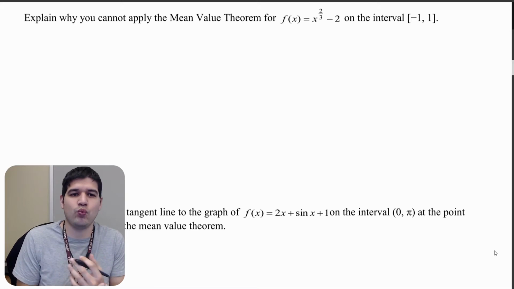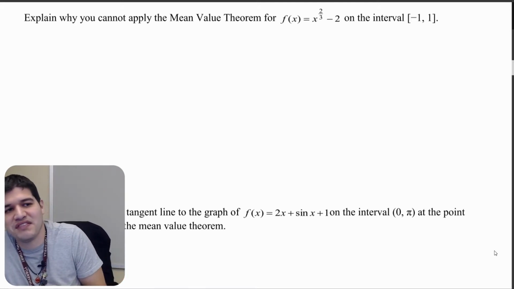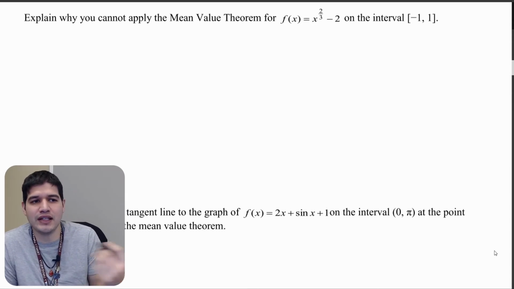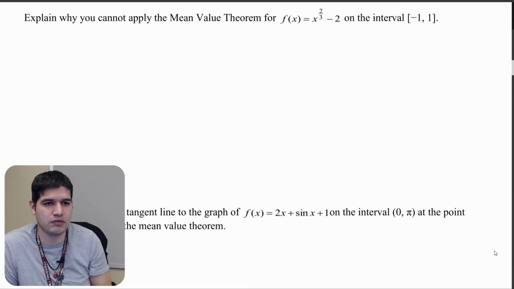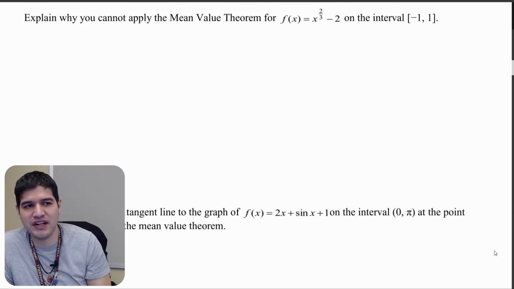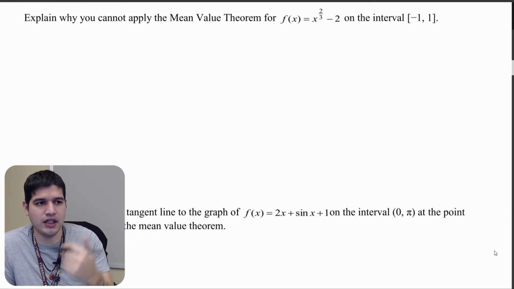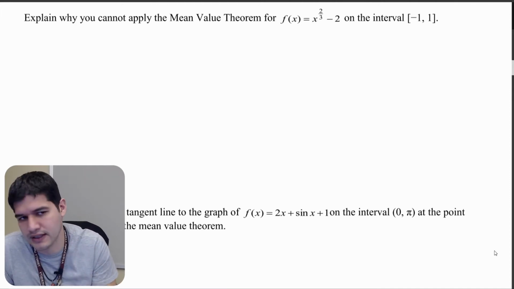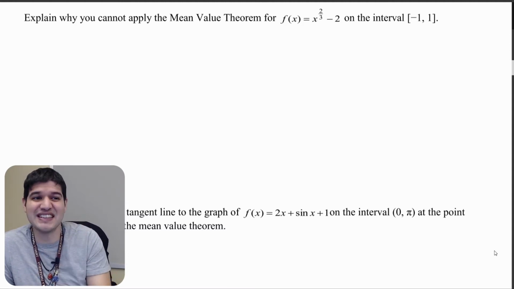So in our first problem here, we just want to explain why we can't apply the mean value theorem to this function. Because it's continuous, x to the 2/3, it's got like a little long s look to it. But why can't we apply the mean value theorem on this function for the interval from -1 to 1? And so let's go through here. So I just stated it's continuous. So let's see if it's differentiable.